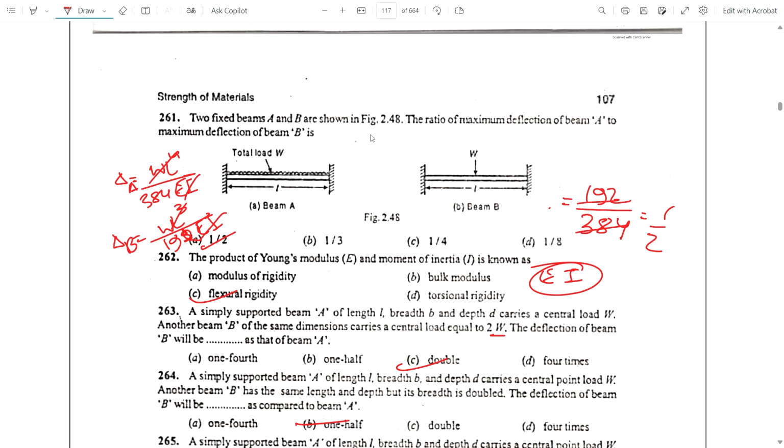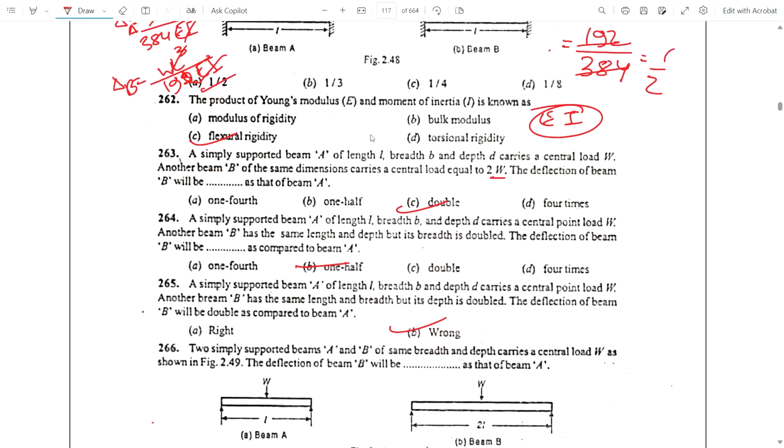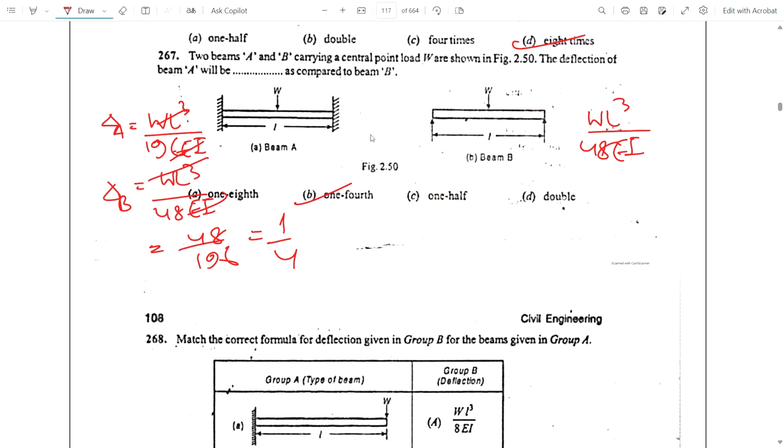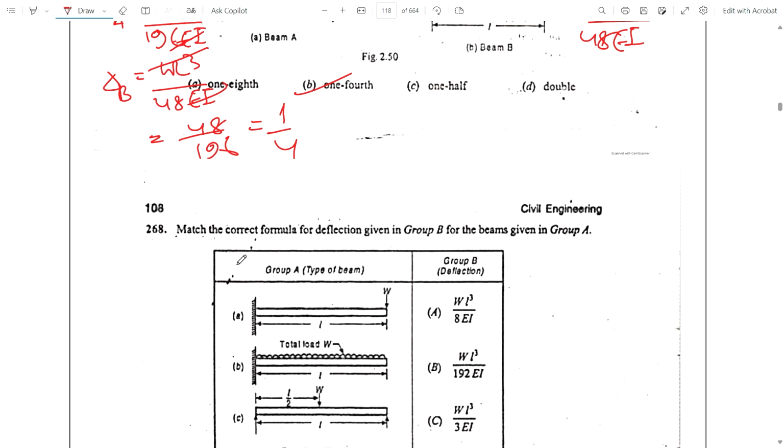Please correct this formula: del A for a fixed beam is WL cube by 196 EI, the ratio comes out different, not 48 by 192. Okay, please correct it. Now coming to question number 268.